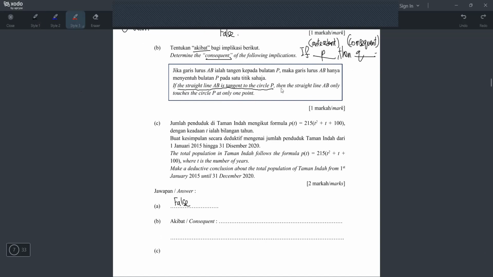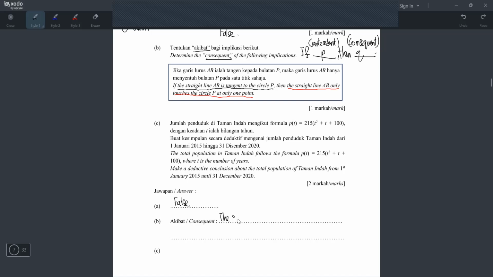Okay, what about the consequent? Then okay, this one lah, the straight line AB, the red color line touches the circle P at only one point. Yang tu, yang red color, that is the consequent ataupun the akibat. So they want you to determine the consequence. What is the consequence? You salin je yang red, yang saya garis guna pen merah. So consequent will be the straight line.